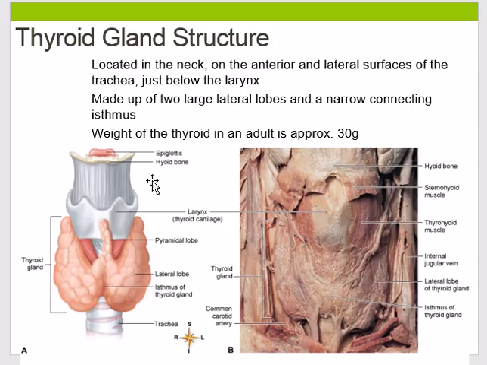And in total, it only weighs about 30 grams. You can see the anatomical structures on this cadaver here as well. You can't see it quite as clearly as when it's done in a print, in an image like this. But you can see that the thyroid gland is this region here. This here is your voice box. Here's the isthmus, which connects both lobes of the thyroid gland.